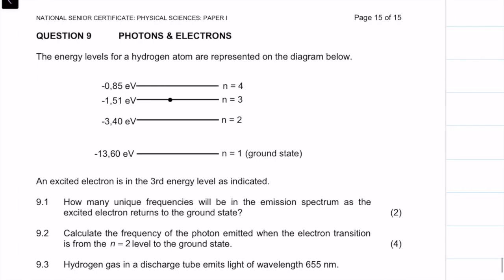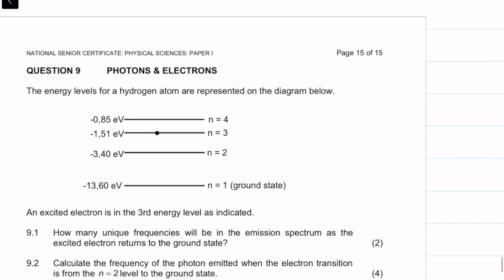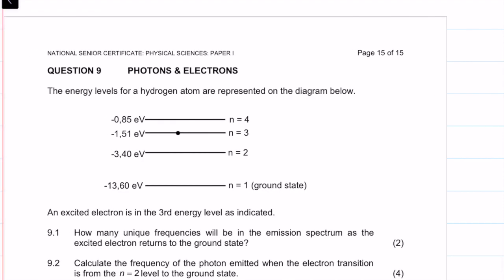What's up, guys, and welcome to this tutorial on question 9 of the 2017 final exam. So this question is on photons and electrons, and it's worth a nice 14 marks. Okay, so let's get into it.